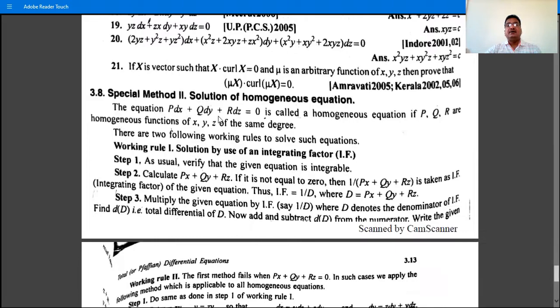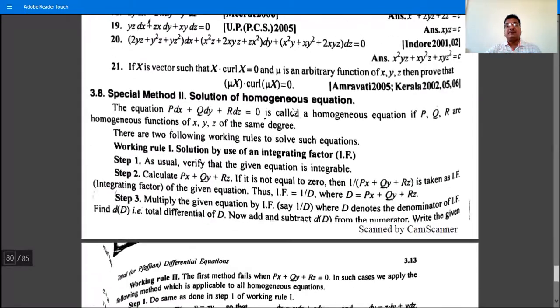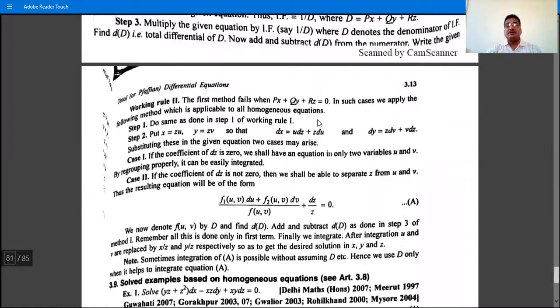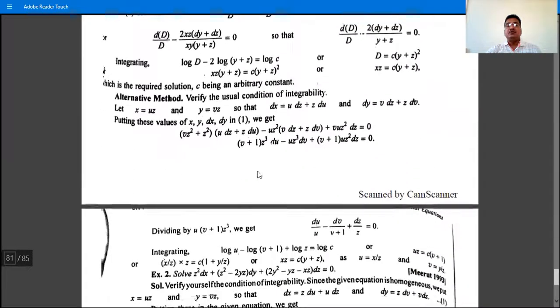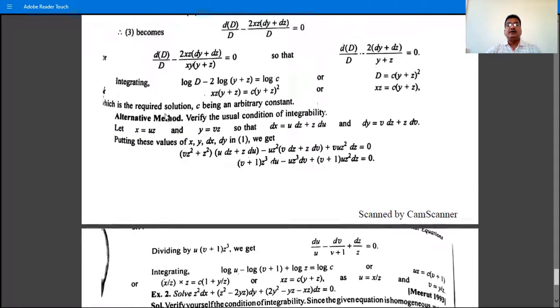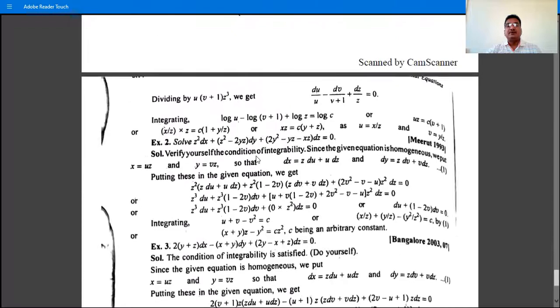And then the next method: all these problems so far are either one variable separable or three variable separable. Then homogeneous differential equation, homogeneous Pfaffian differential equation. So these are the examples of homogeneous Pfaffian differential equation. Don't use this method; use the alternative method. Substitute y is equal to ux and z is equal to vx. Solve these examples by using that method.